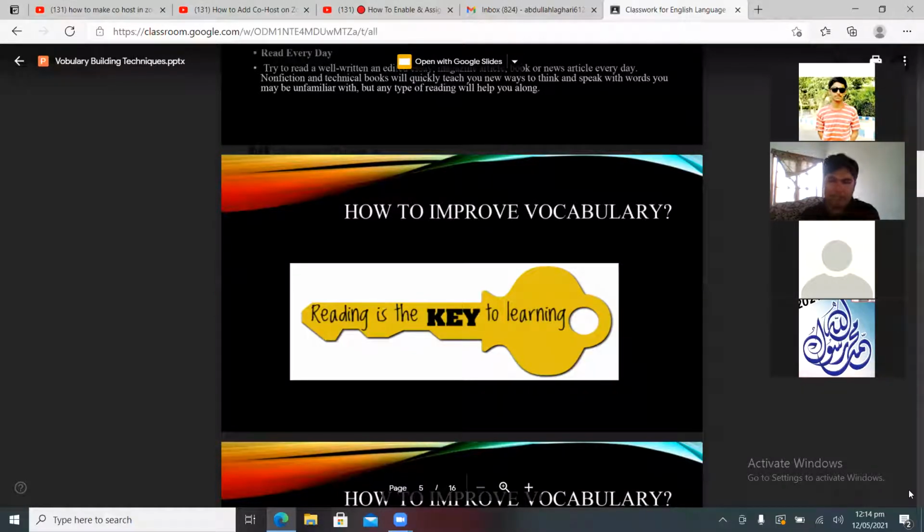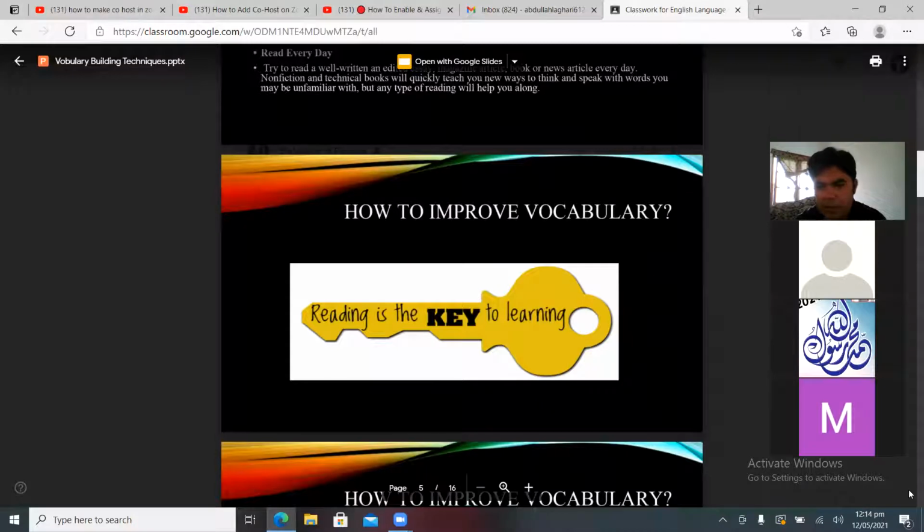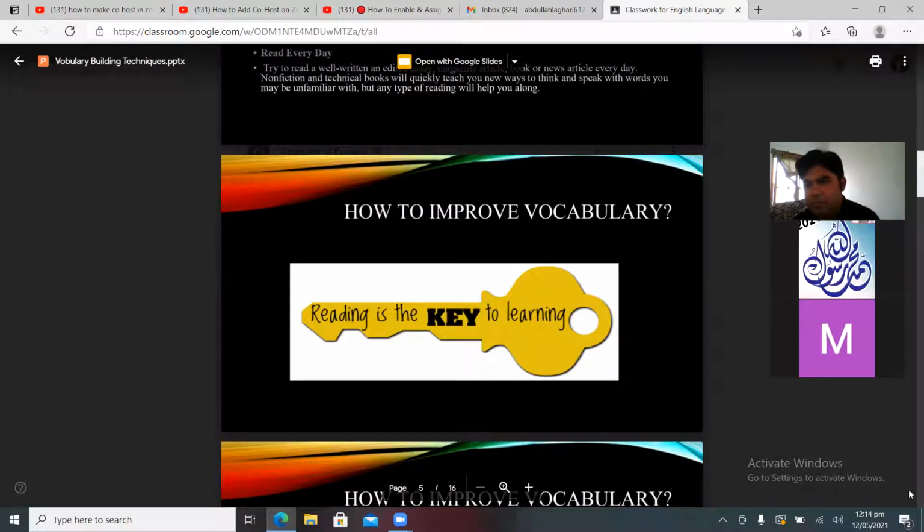Can you see the picture here? Yes, sir. So what is written there? Reading is the key to learning.